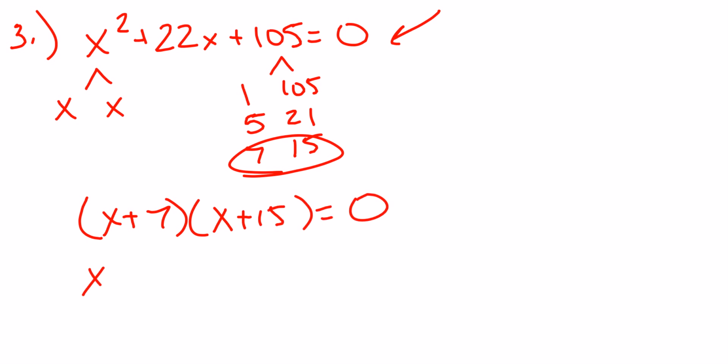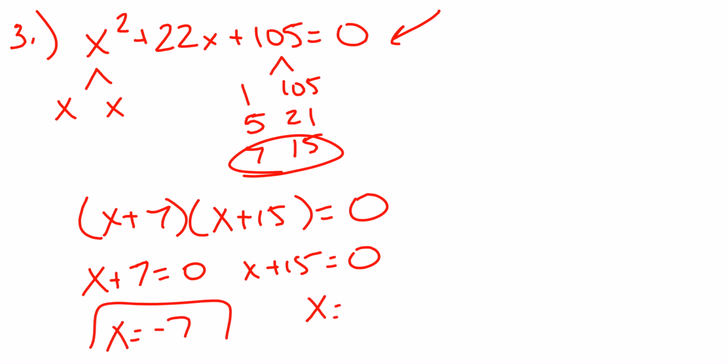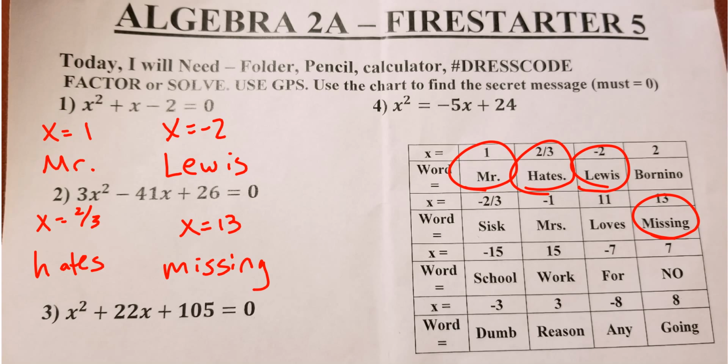Now, since it equals 0, I get to set each parentheses equal to 0. Really easy to solve. Subtract 7 from both sides. So my first answer is x is negative 7. Subtract 15 from both sides on the other part. I get x equals negative 15. So now I'm going to go to my chart, look for negative 7 and negative 15. So I find negative 7 is Mr. So x equals negative 7 is Mr. And then negative 15 is school.